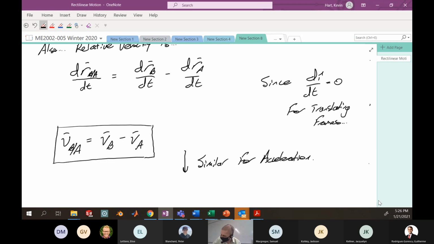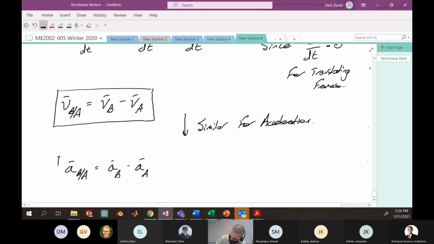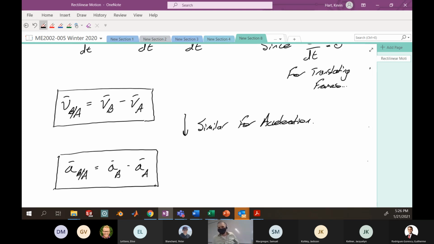Similar for acceleration. The acceleration of B relative to A is the acceleration of B minus the acceleration of A. We're tiptoeing up to the precipice of rotating coordinate systems, so we're just not quite getting there.